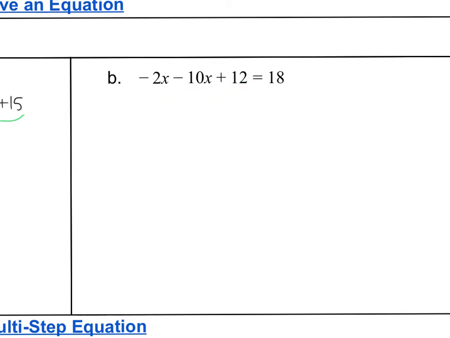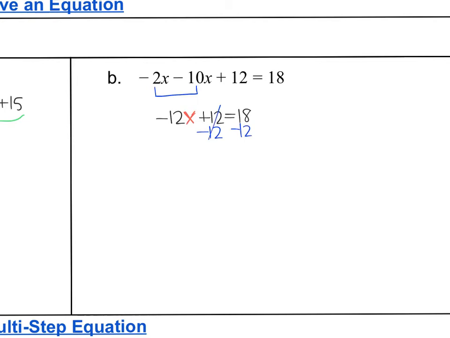The ones that both have an x. So I'll combine those two. Negative 2 and negative 10 is negative 12x. I still have the plus 12, and I still have the equals 18. So let's go ahead and solve this. I need to get the x by itself. I'm going to get the x by itself by subtracting the 12 first.